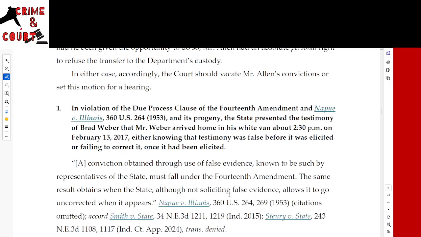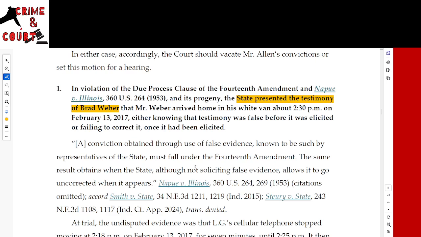In violation of the Due Process Clause of the 14th Amendment and Napue versus Illinois and its progeny, the state presented the testimony of Brad Weber that Mr. Weber arrived home in his white van around about 2:30 p.m. on February 13th, 2017, either knowing that testimony was false before it was elicited or failing to correct it once it had been elicited. So they're saying the state presented false information, or at least allowed him to give false information and not correct it.